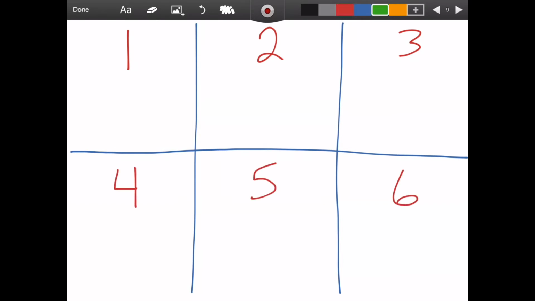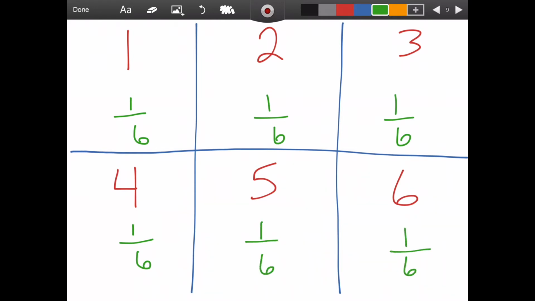Now, because there are 6 things that can happen, we can say that the probability of rolling any of these would be a 1/6 probability. They all have the same chance because there's one of each of these numbers on a fair die.